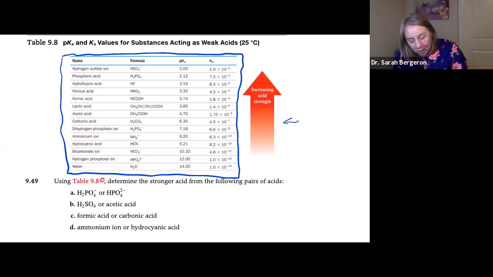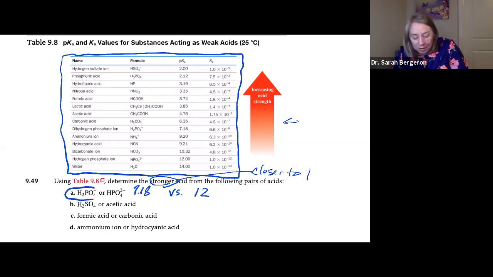H2PO4-. So if we go find H2PO4-, we get a value of 7.18, versus HPO4 2 minus. This one is 12. So which one's closer to 1? So stronger, right? Stronger means closer to 1. So the stronger one is going to be the H2PO4-.